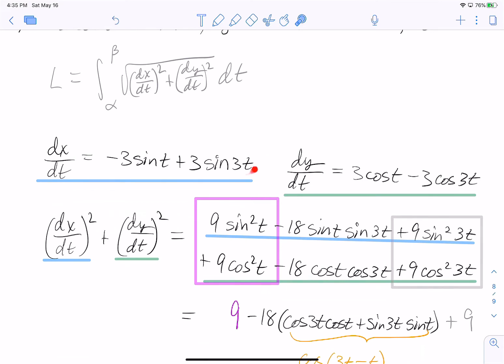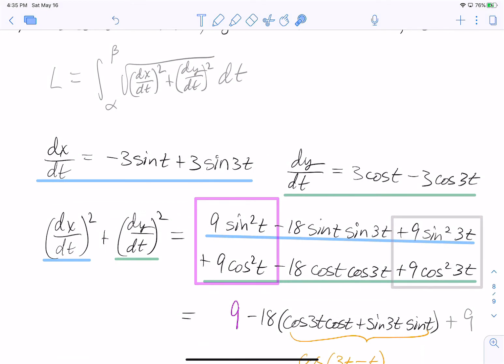Likewise, we end up with 9 times the sine squared of 3t plus 9 times the cosine squared of 3t. Again, factoring out the 9, we get the Pythagorean identity that says that sine squared of 3t plus cosine squared of 3t is equal to 1. So we're just left with 9.